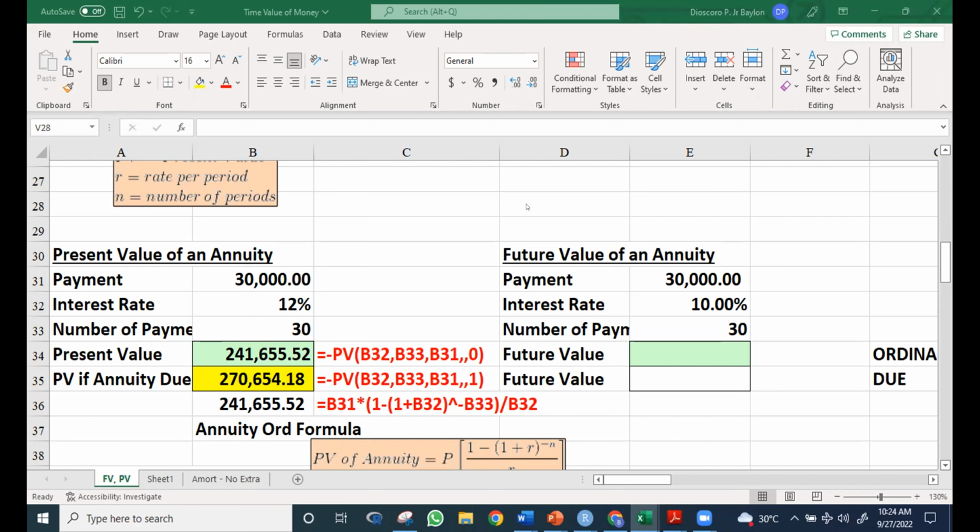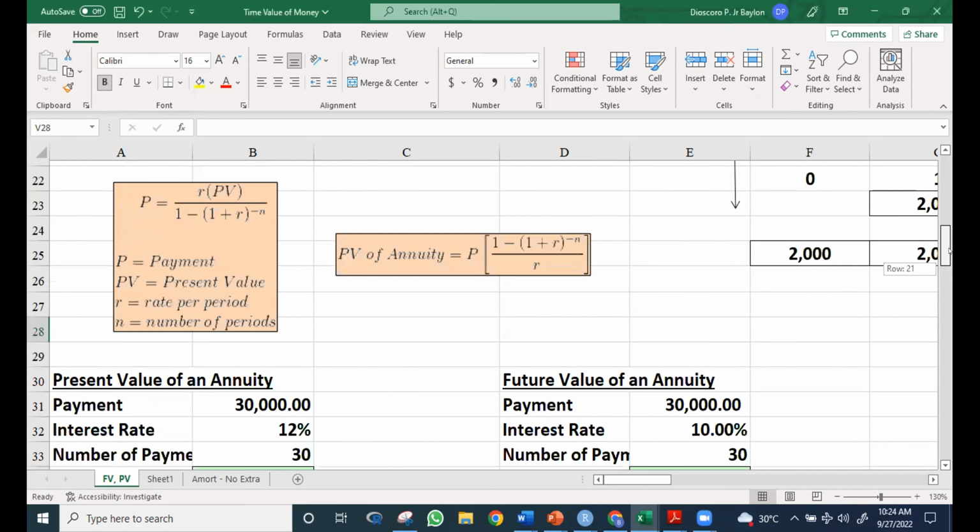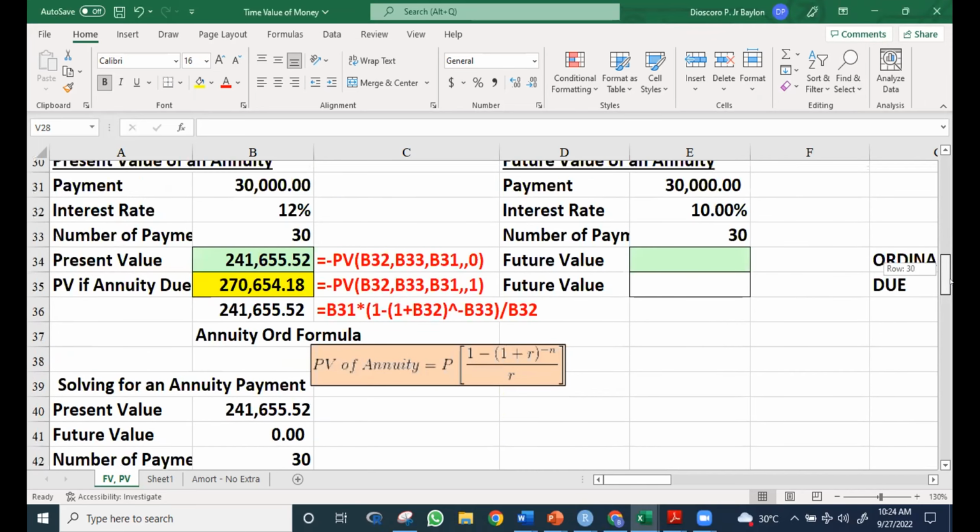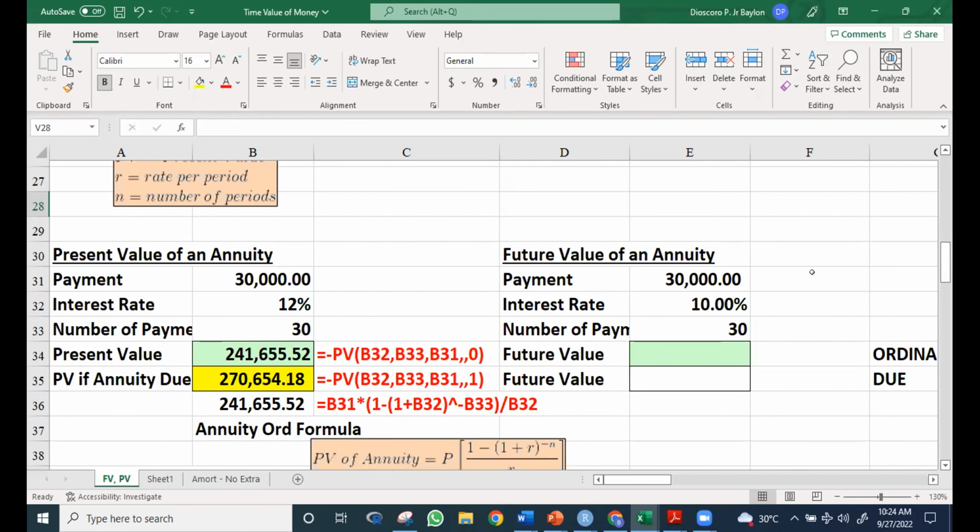All right. So now let's compute for the future value this time. We can compute for the future value. But let me remind you about something here. Okay, so the payment is 30,000. So you have an annuity of 30,000. Let's make it at 12% para pareho dun sa, and then years of payment 30. Okay, so what we want now is to get the future value.